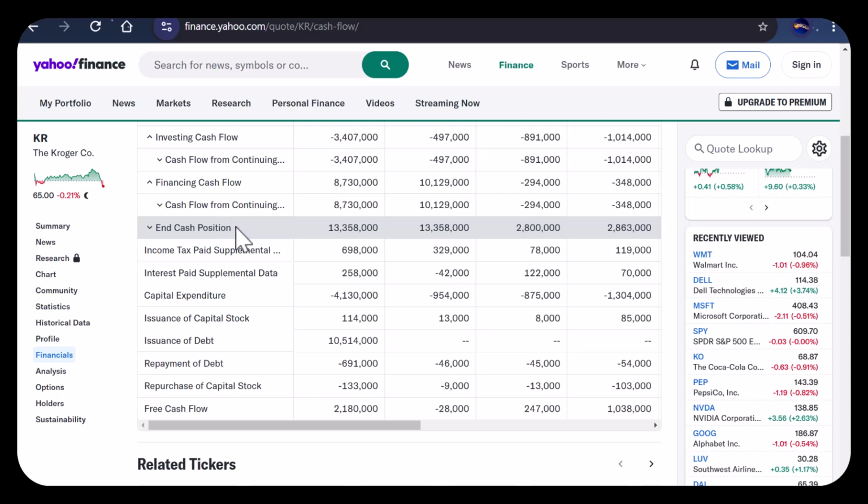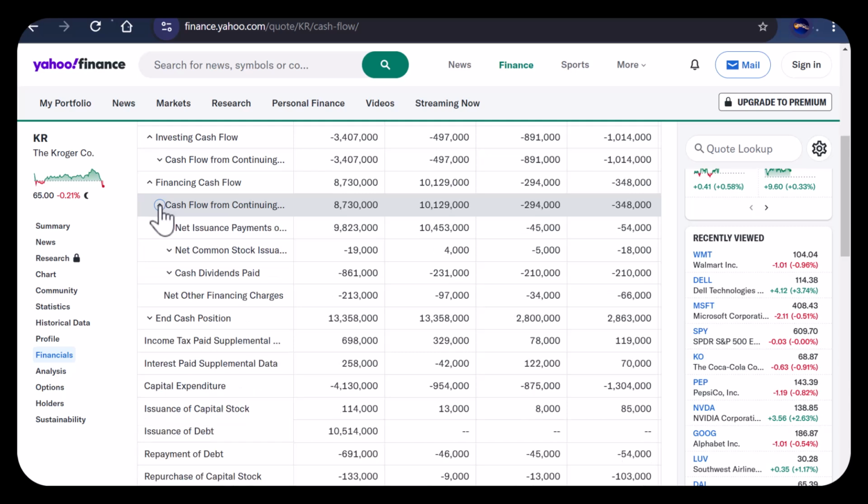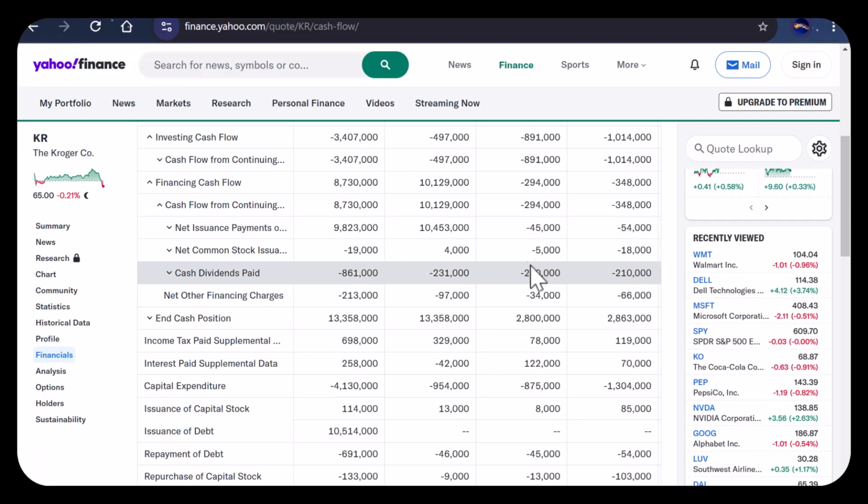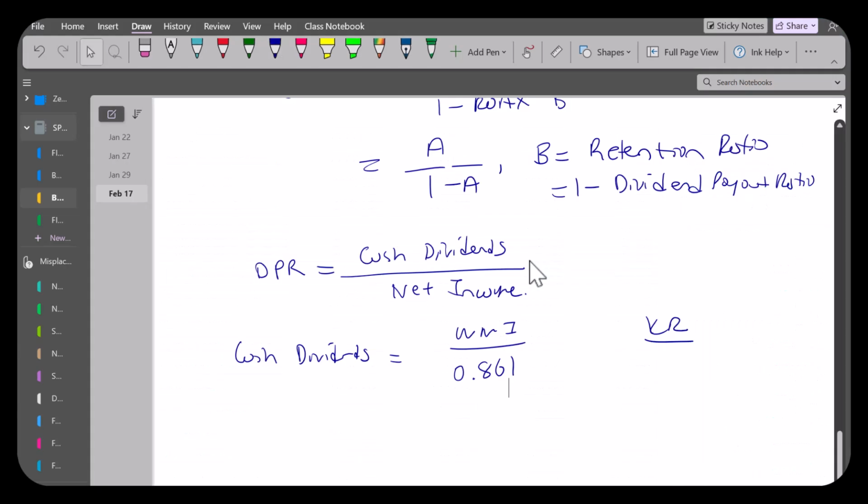Oh, there you go. It has a negative number because you paid it out. So $861 million, because these are in thousands again. So, or $0.861 billion. Oh, that's just Kroger. I'm sorry. That sounded a little bit light.